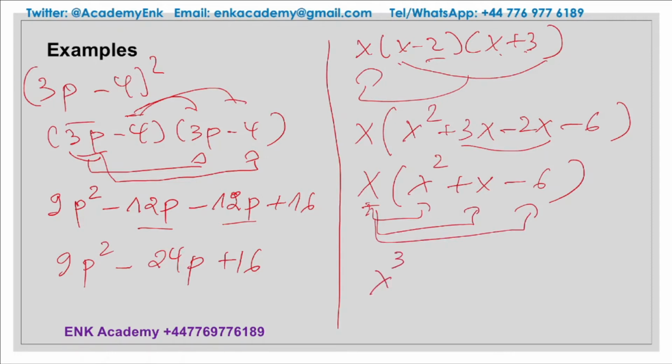x times x squared is x to the power 3, plus x times x, which is x squared, x times minus 6, this is minus 6x. This is the expanded expression.